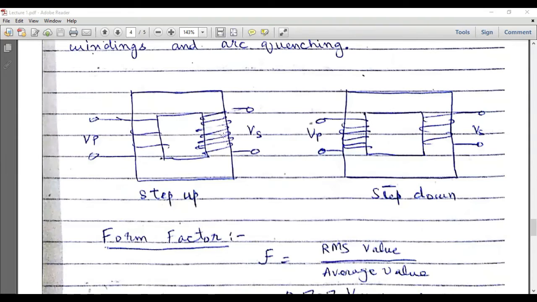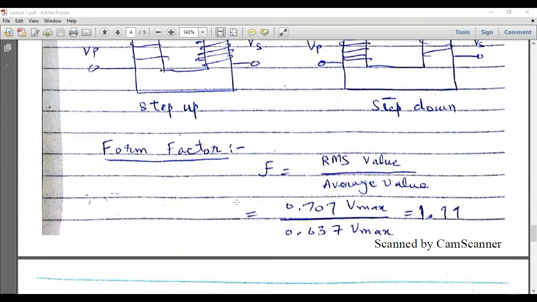So this is a step up transformer. Here we have a smaller number of turns, and here we have a larger number of turns, so there will be less EMF across the primary and high voltage or high EMF at the secondary, and here we have the opposite scenario. So finally we will derive the expression for the induced EMF at the secondary of the transformer.